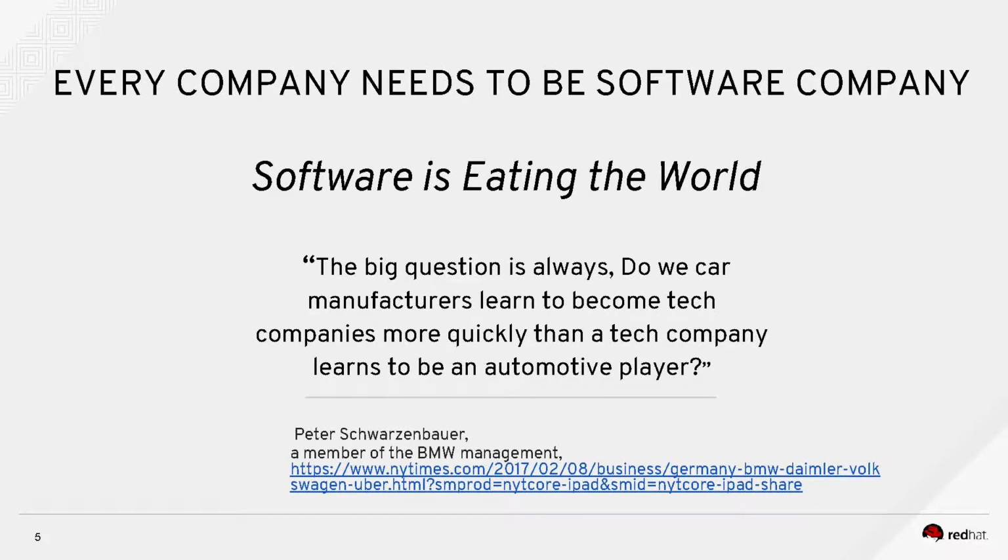How many of you have heard this term, software is eating the world? Okay, a few. This was a term coined by Marc Andreessen back in 2011. The main thing he highlighted is that increasingly companies are using software to create new business models, to reach their customers in new ways, and to redefine how they go to market.